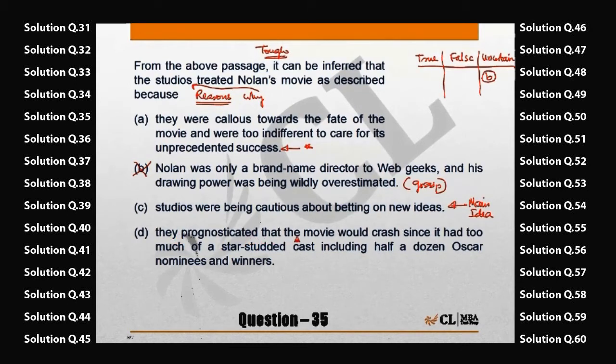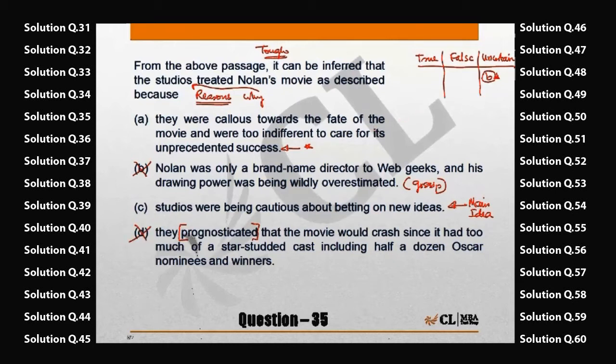They prognosticated that the movie... First of all, the meaning of the word prognosticated. If you don't know the meaning of the word, we have to skip it and probably figure out what it means from the context of the sentence. They prognosticated that the movie would crash. So that's foretelling or forecasting or prophesying, that the movie would crash since it had too much of a star-studded cast, including half a dozen Oscar nominees and winners.